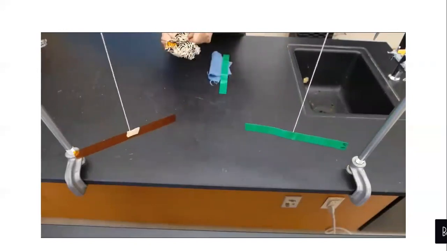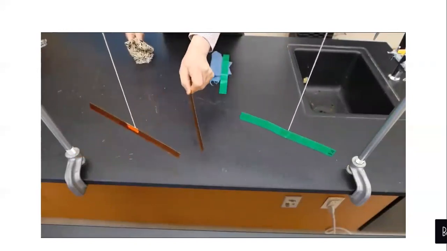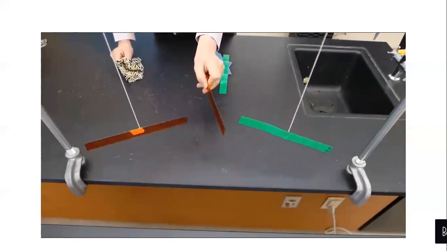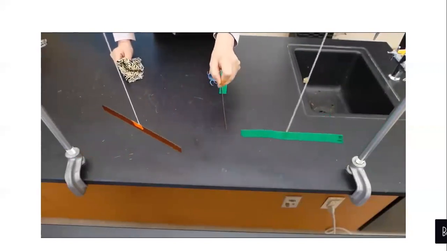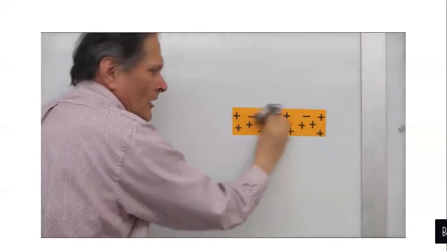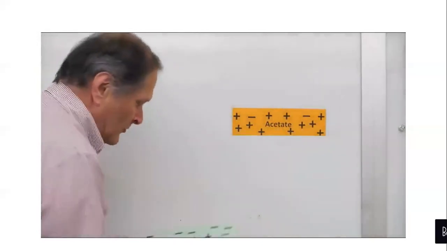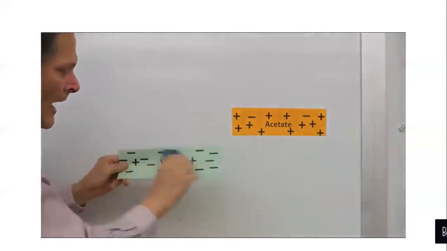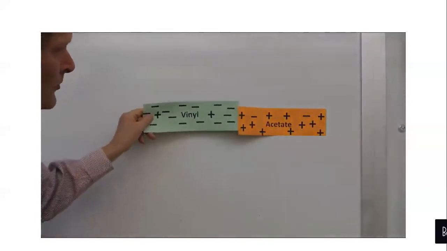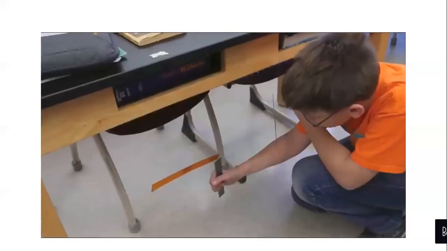Now let's try it with the two acetate strips. Once again, they push away, but if I bring it near that vinyl strip, once again, there's our attraction. I remove electrons and the acetate becomes positively charged. I rub the vinyl and add electrons so it becomes negatively charged, and the positive and negative charges attract.